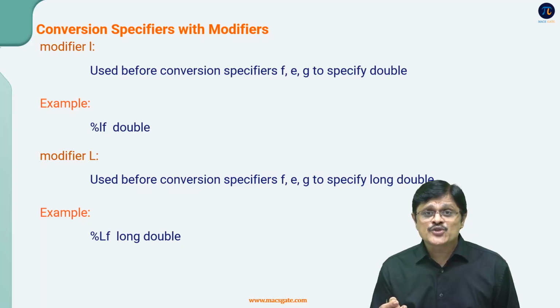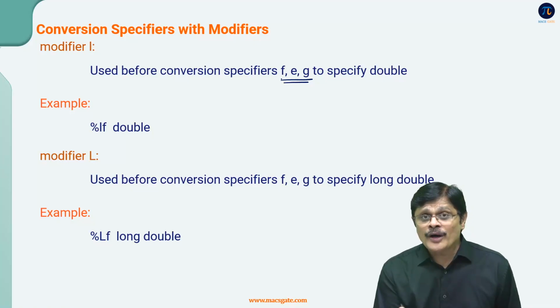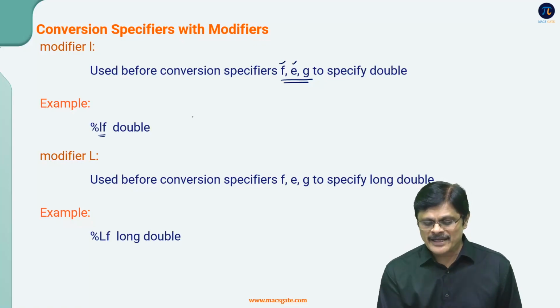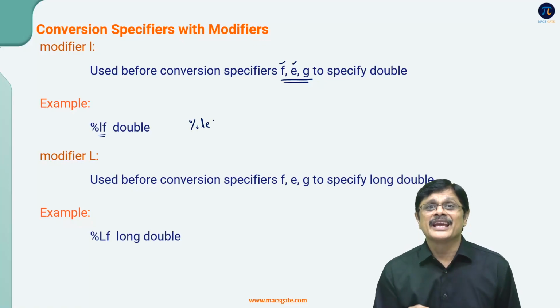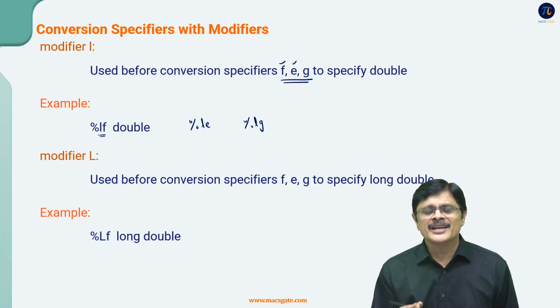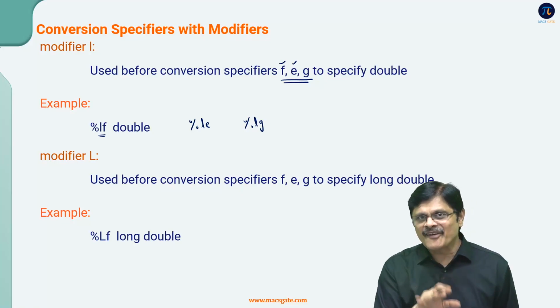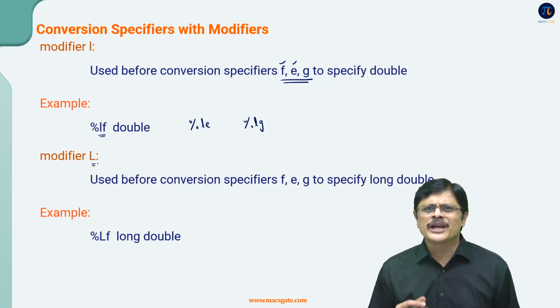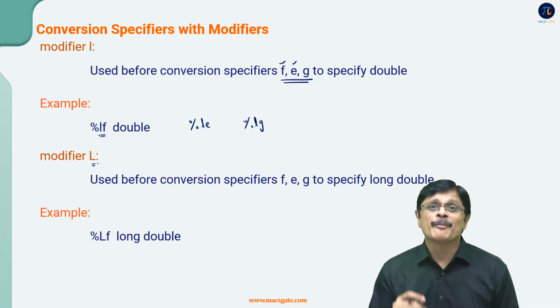Again, l also can be associated with floating specifiers. l with f, l with e or l with g stands for double. That is fractional format, exponential format of double. %lf means double, fractional format. %le means double in exponential format. And again %lg, as I mentioned, depending on the number, either fractional or exponential. If I use capital L, it stands for long double. So we can also use these modifiers together with the regular conversion specifiers to get a particular meaning.